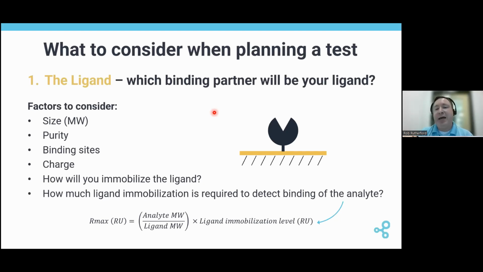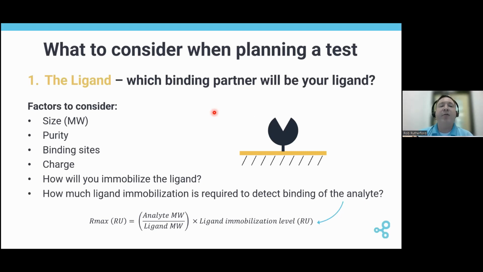The reason we say that is because if you have a larger partner as your analyte, which is going to be passing across and then binding to your sensor surface, that's going to induce a larger response in your profiles, and that should make detection a little bit easier. That's not always possible. Sometimes the smaller of the two is more applicable to be your analyte, so you don't have to just consider size.